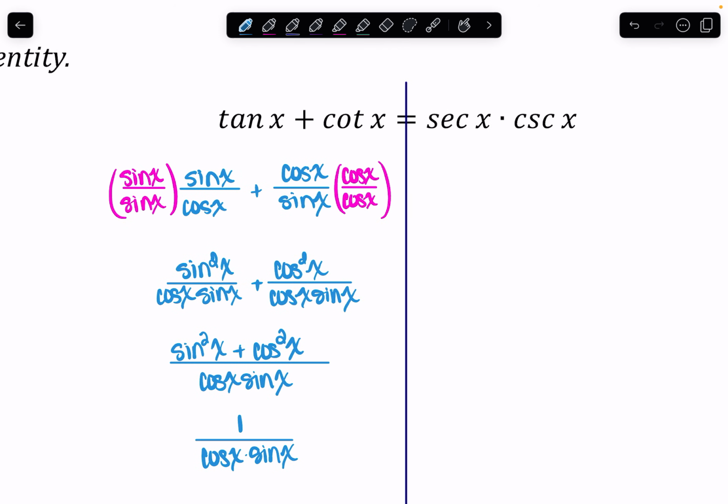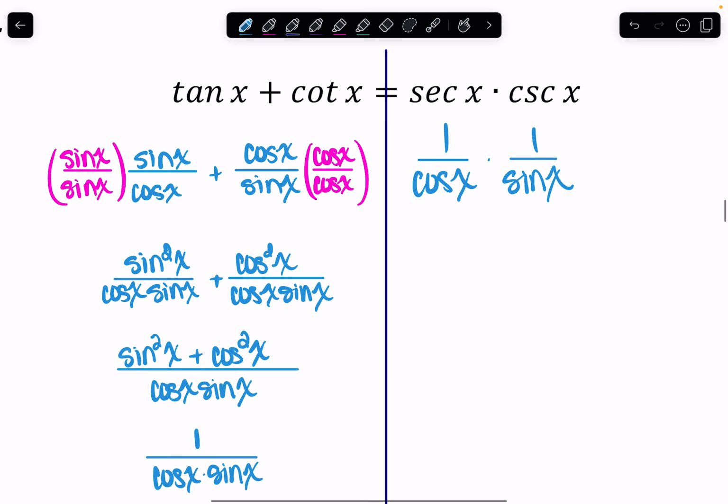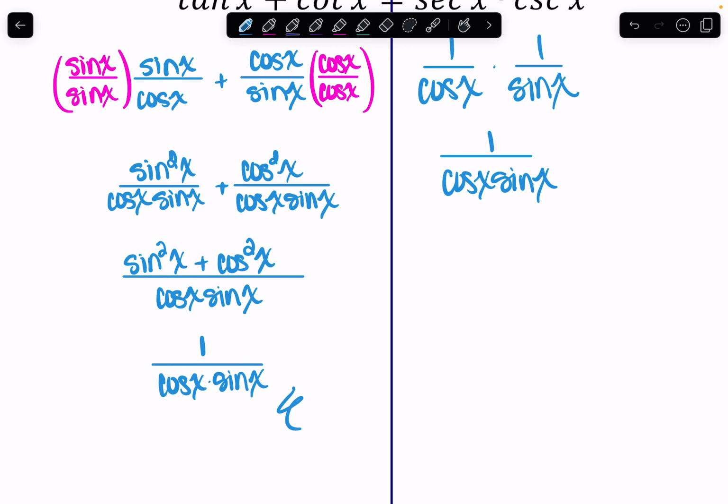Like I said, we said change everything to sine and cosine, so I'm kind of stuck here. I'm going to go back to the other side. Secant is 1 over cosine. Cosecant is 1 over sine. And then if I do top times top, bottom times bottom, I get 1 over cosine x, sine x, and they match. So when I finish, I do a little squiggle and an arrow to show I'm done.